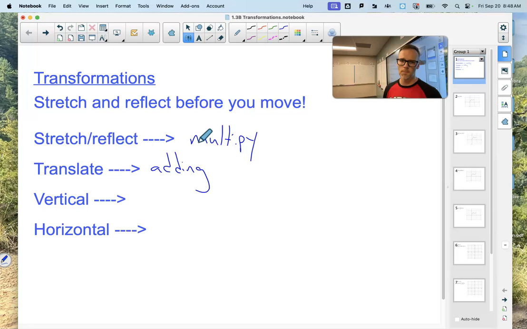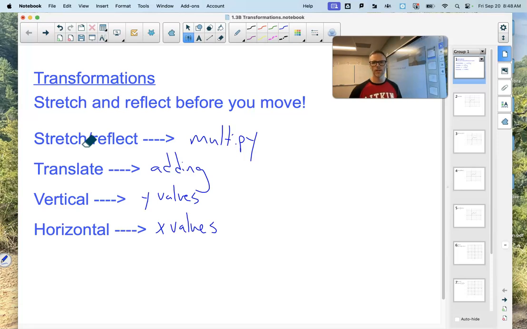And if you think about order of operations in mathematics, what do we always do? Don't we multiply before we add? We multiply or divide before we add or subtract. That's why we always stretch and reflect on our graphs before we move our graphs. We do our vertical stretches or horizontal stretches or compressions, and our reflections first, because they come from multiplication. Once we've stretched or reflected, then we move the graph. Then we translate it, because that comes through addition and subtraction. Remember that vertical transformations are always done to y values, and horizontal transformations are always done to x values.